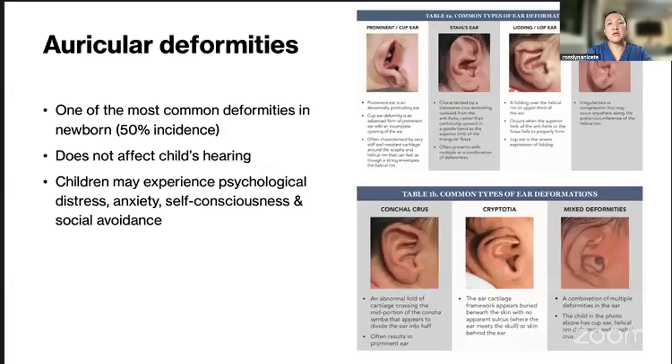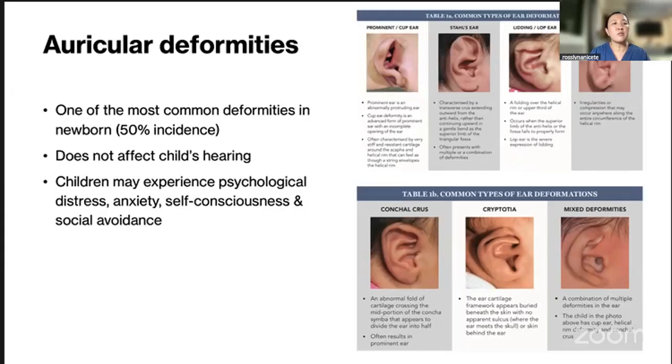This auricular deformity is not originally part of my presentation. I just added it yesterday because just this week a parent mentioned to me that they are not aware of these conditions and also the treatment options available. So they consulted us a bit late, and consulting late may impact the success of the treatment. Due to this, I decided to include this condition to increase awareness about auricular deformities.